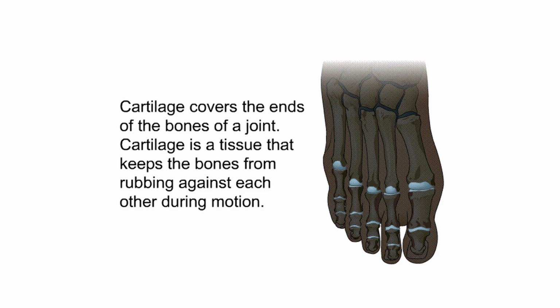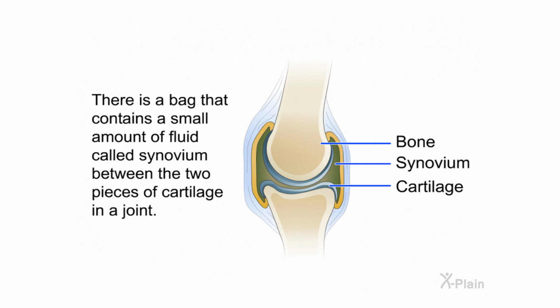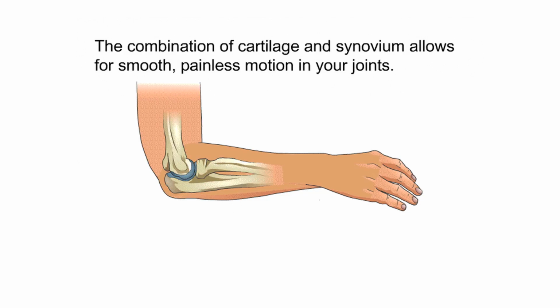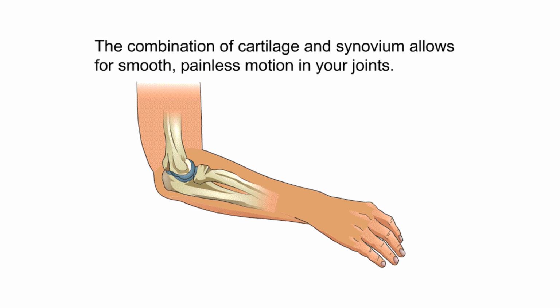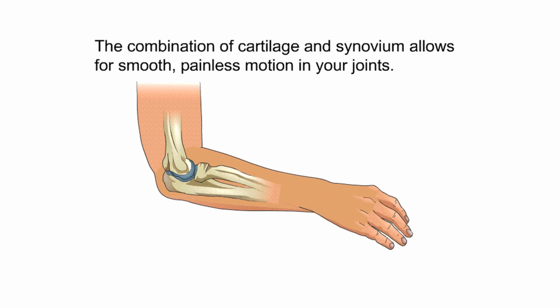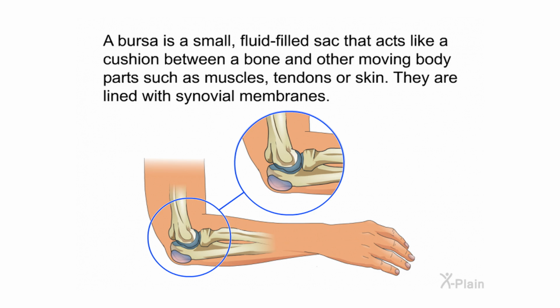Cartilage covers the ends of the bones of a joint. Cartilage is a tissue that keeps the bones from rubbing against each other during motion. There is a bag that contains a small amount of fluid called synovium between the two pieces of cartilage in a joint. The combination of cartilage and synovium allows for smooth, painless motion in your joints. A bursa is a small, fluid-filled sac that acts like a cushion between a bone and other moving parts, such as muscles, tendons, or skin. They are lined with synovial membranes.